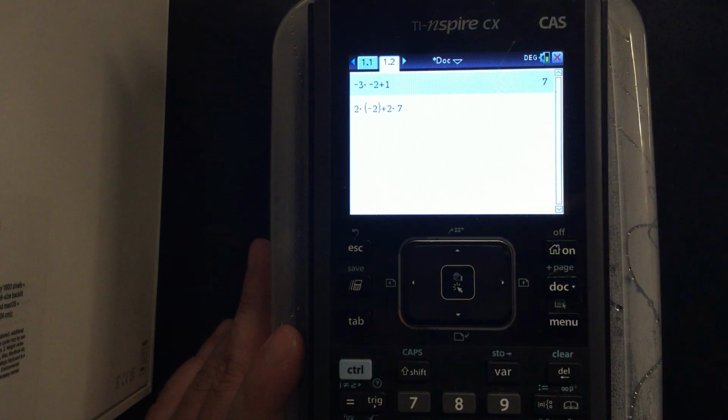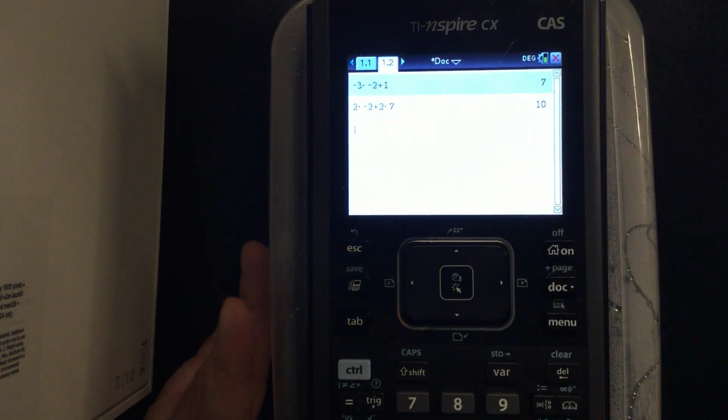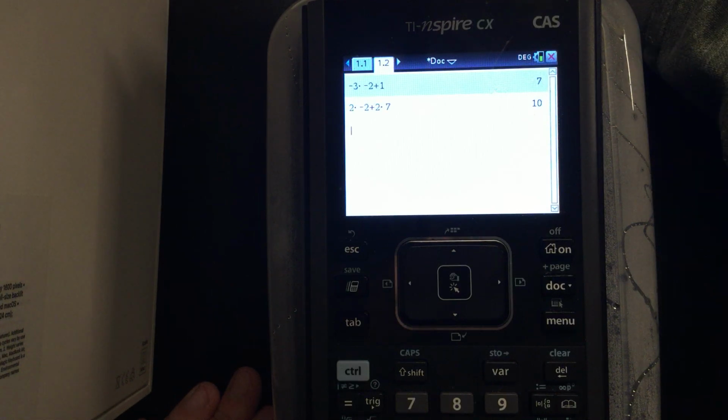Times 7. Now, that equation equals 1. Does this equal 1? The answer is, well, it equals 10, so it doesn't work. No. Therefore, this is not on the line. Example 15, completed. Okay, right.